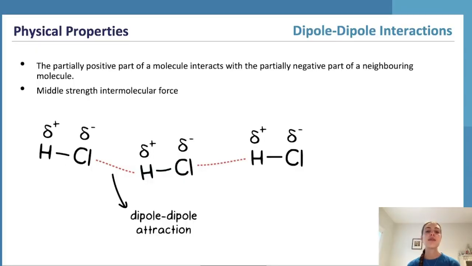And so this is the middle strength of intermolecular forces. It's not the weakest, but it's not the strongest, and obviously this strength does increase with more electrons and greater electronegativity.